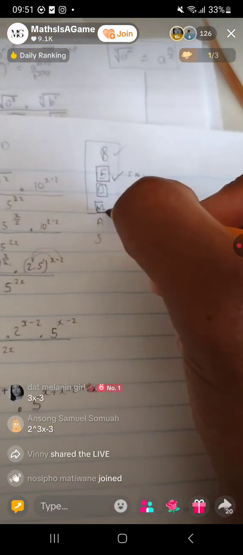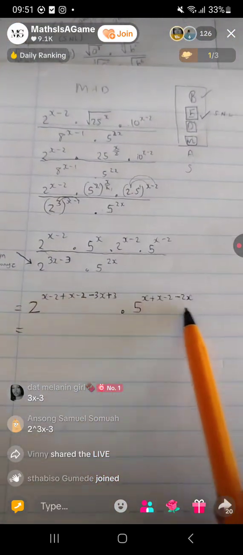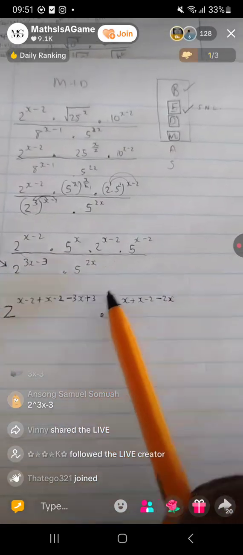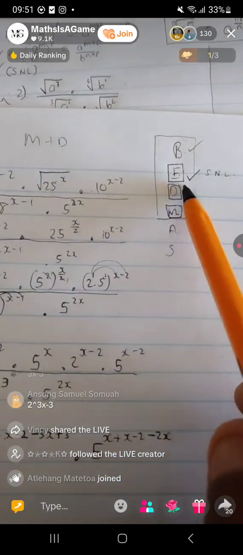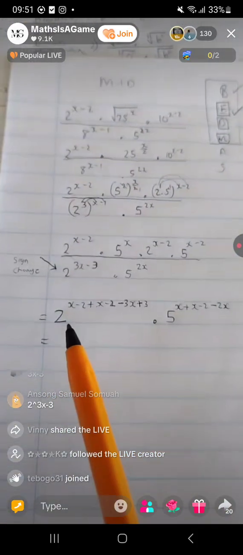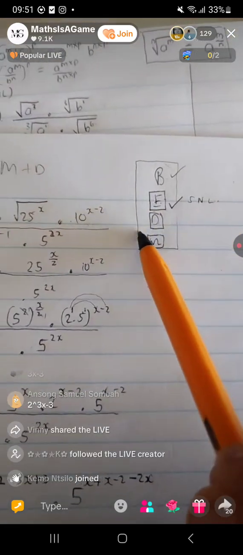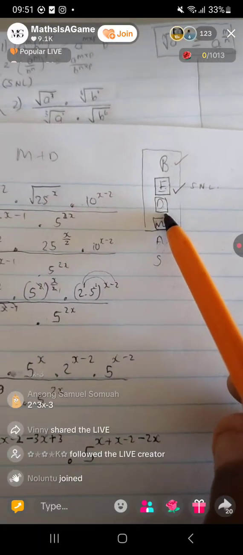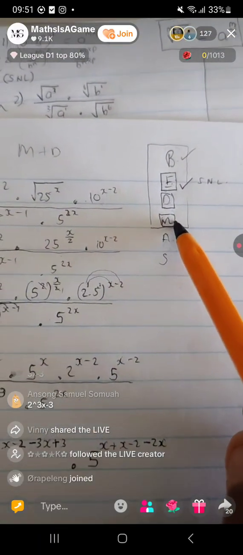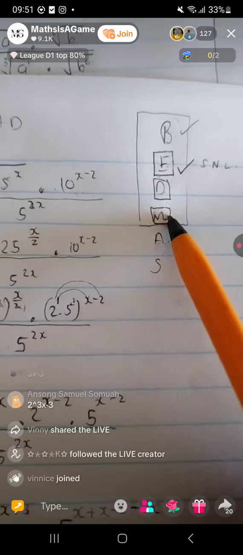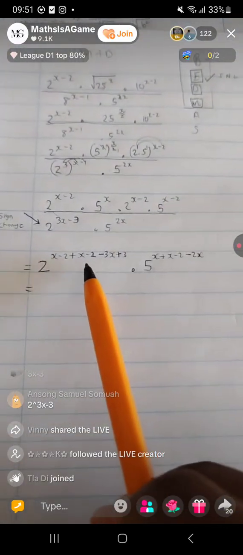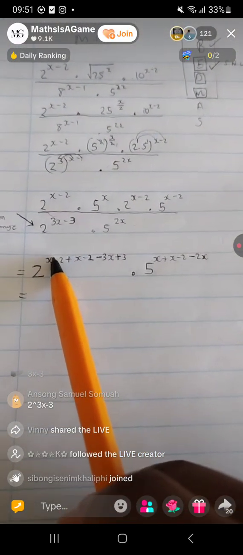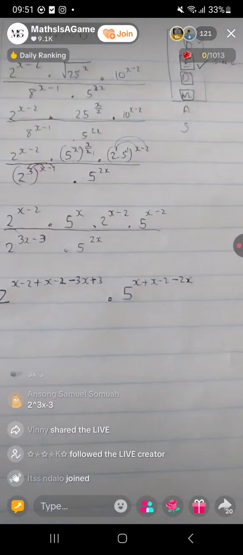Division together with multiplication was accommodated in this process, because same bases divided, we subtract exponents. Same bases multiplied, we add. Sign change, division, same signs with addition. With multiplication. All right. Any questions so far, guys?